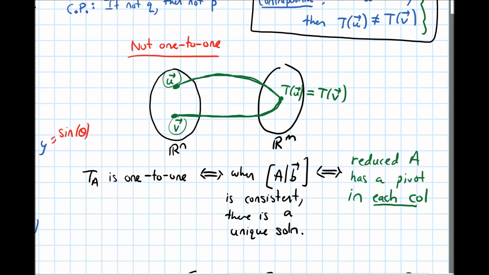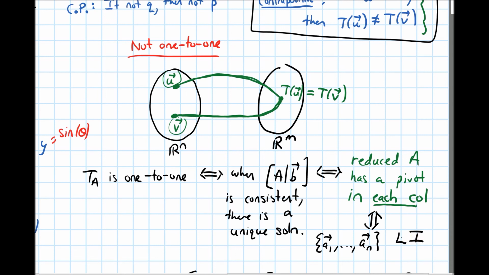And just for a little bit of review, we know what this means. We learned a definition for what it means if there's a pivot in each column. That means the columns A1, up until AN, are linearly independent. So I'm just going to write LI. LI refers to linearly independent. Okay, so let's box this.